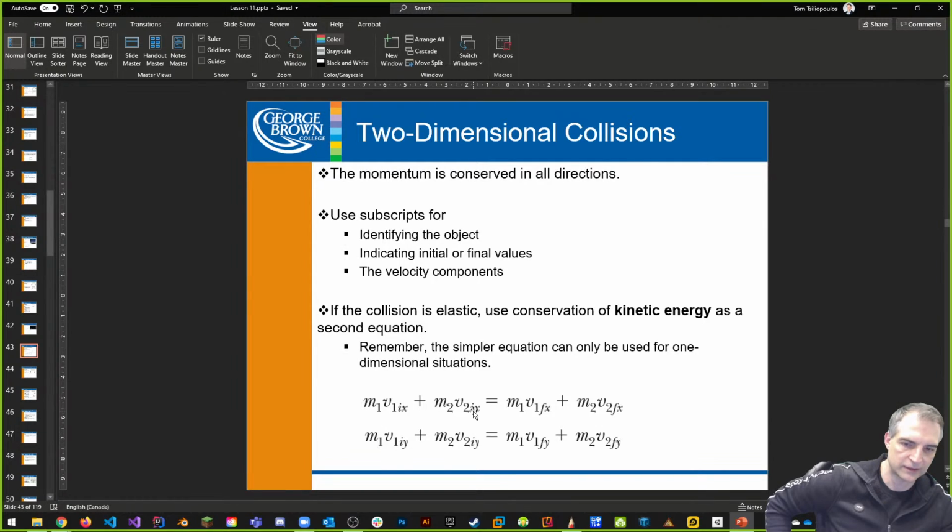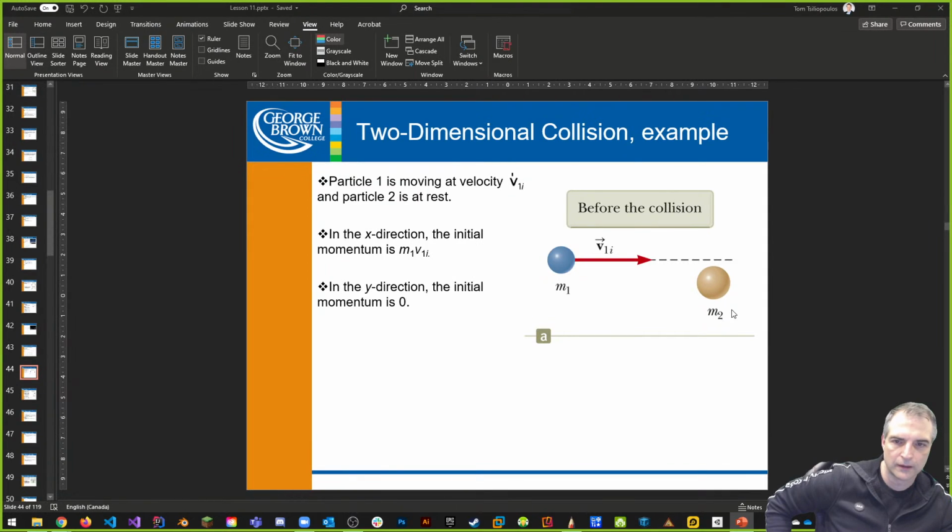across different axes. So for example, m1v1x and m2v2x is equal to m1v1 final x. This is initial x. This is final x. We know that this is true, right? And we can separate or decompose the momentum across both axes. Okay, so here it is.